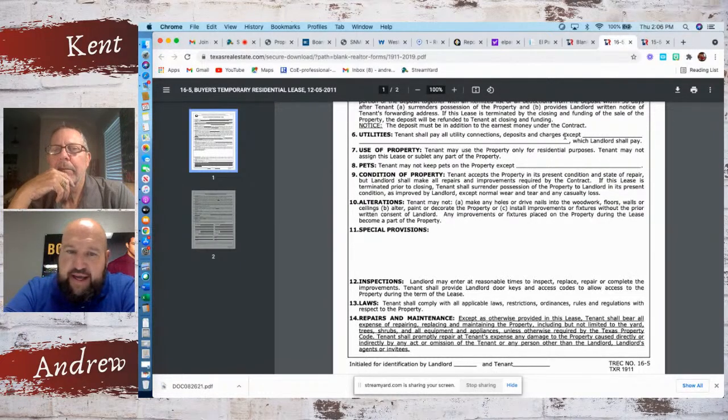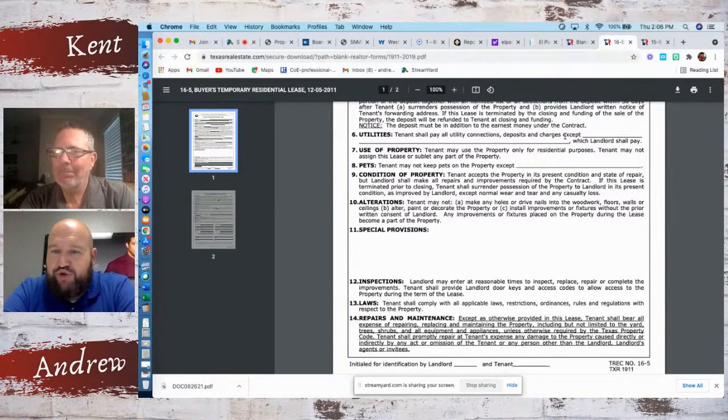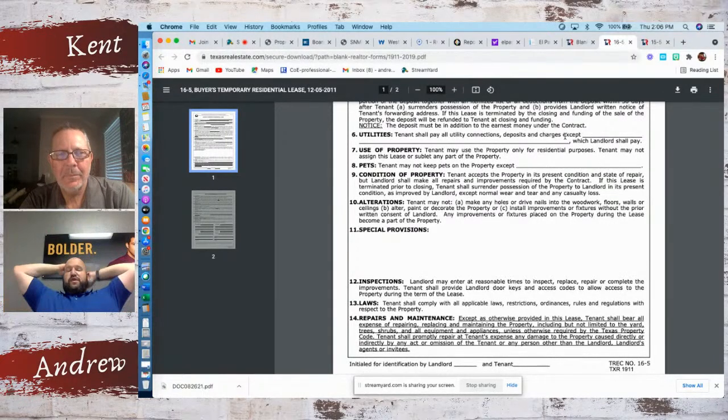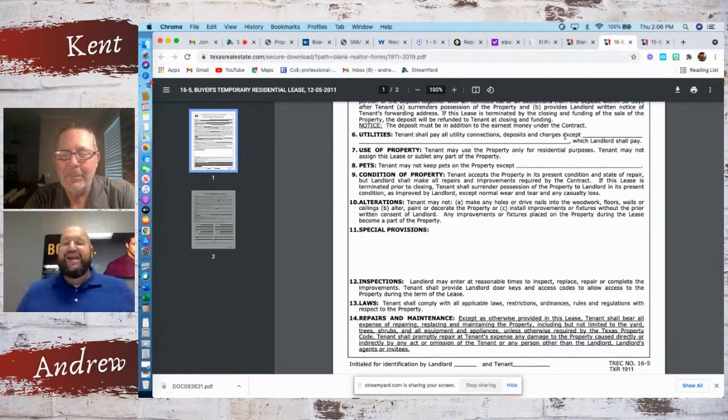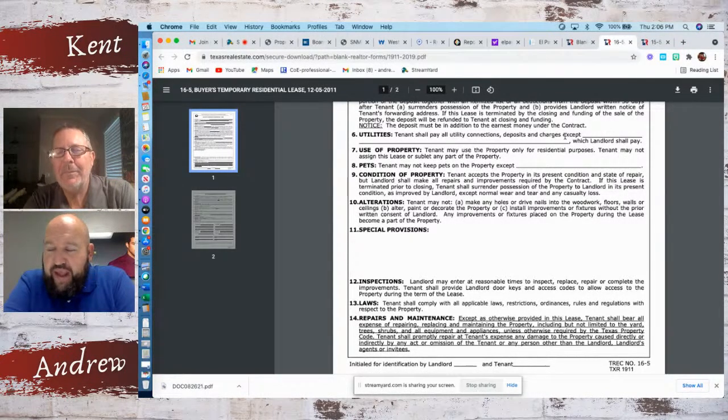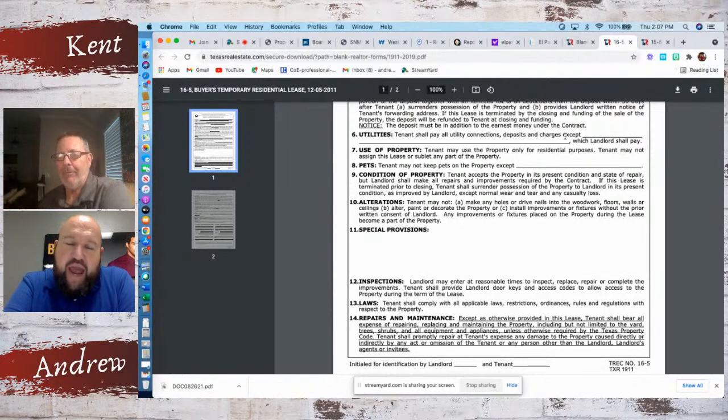Alterations. This is where it gets crazy, guys. Tenant may not make any holes or drive nails into woodwork, floors, walls, or ceilings, alter, paint, or decorate the property, install improvements or fixtures without prior written consent of landlord. Any improvements or fixtures placed on the property during the lease become a part of the property. If you move in early in a temporary residential lease, you can't hang anything on a nail unless the hole is already in the wall. How often do you think that happens, Ken? Zero. Huh? I mean, it happens every time. Yeah, and that's the thing, and this gets violated worse than... I've got horror stories about this.